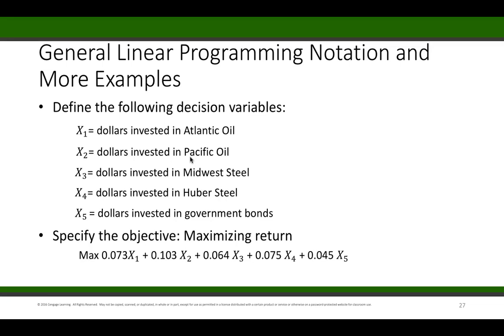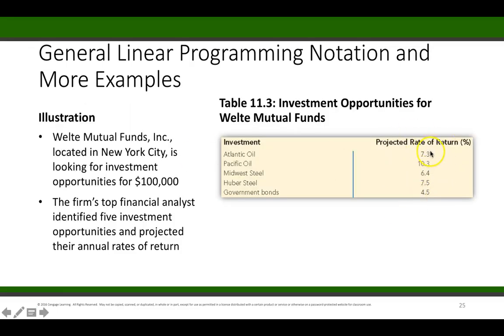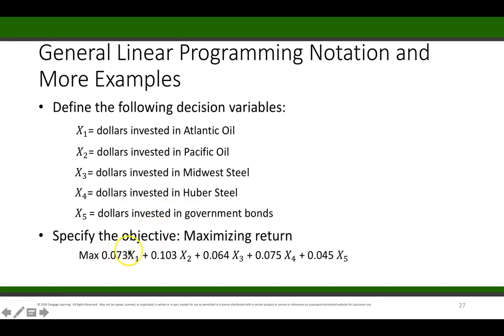Anyway, let's continue. The objective is to maximize total expected return, and we know the projected return value. So all you're doing is multiplying 7.3% times your investment in Atlantic Oil, 10.3% times investment here in Pacific, 6.4% times Midwest Steel, 7.5% times the dollars invested in Huber Steel, and 4.5% times the dollars invested in government bonds. So these are the expected return values, and you're multiplying that with the dollar amount invested in each of these values. So at the end of the day, all of these five numbers, there's going to be, say, $20,000, $30,000, $15,000, some numbers here, and that's what you have.